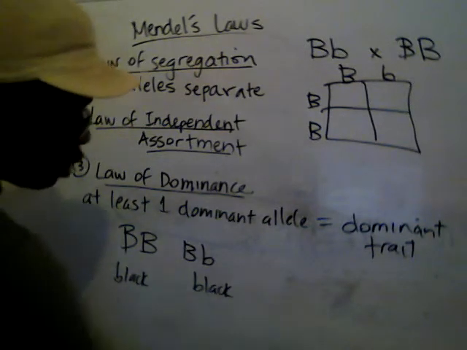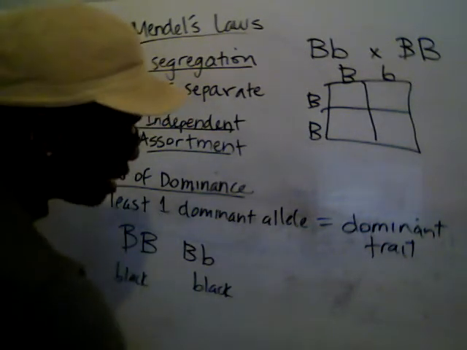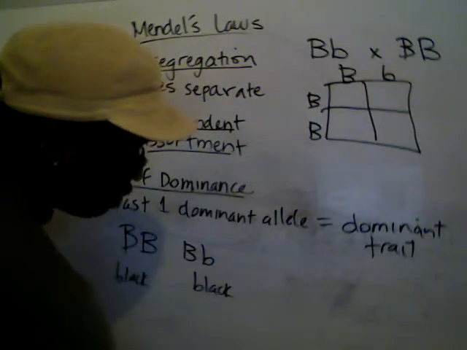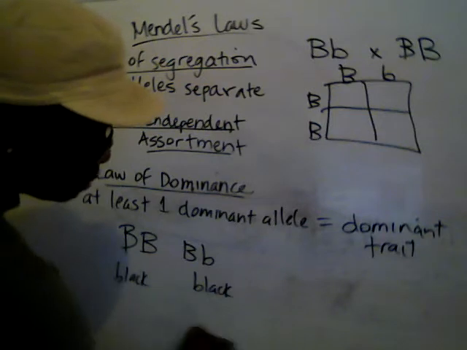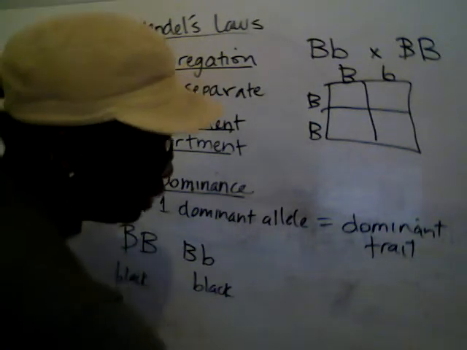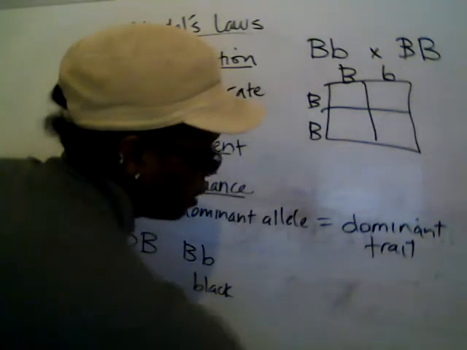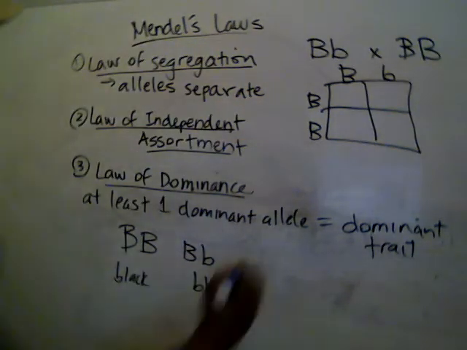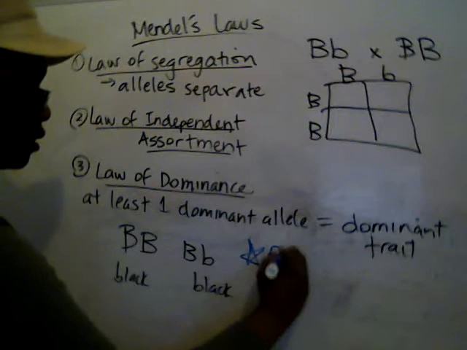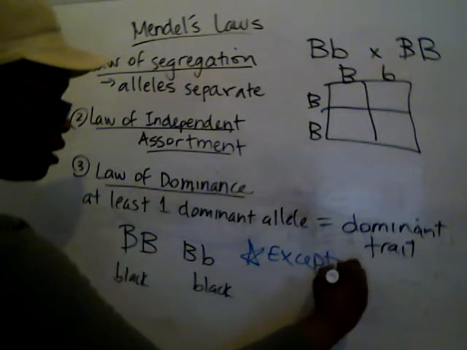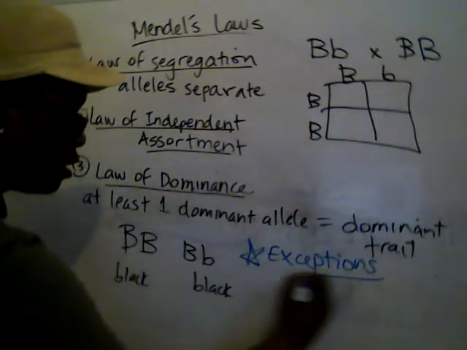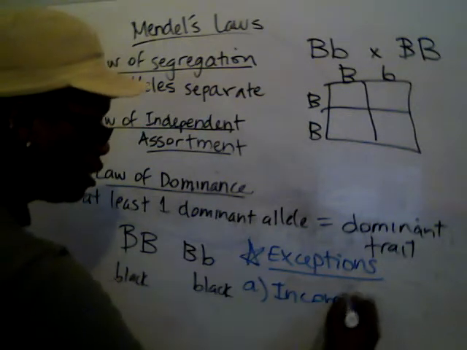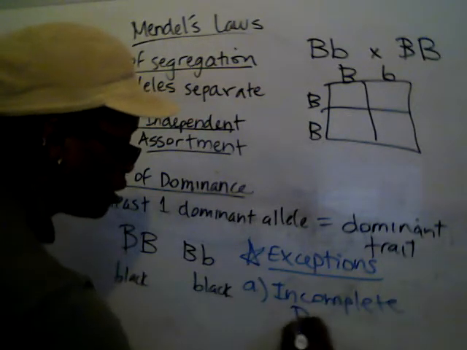We can have something called codominance and we can have incomplete dominance, but those are exceptions to Mendel's law of dominance. Because Mendel's law of dominance just says you need at least one big letter, one dominant allele, to have the dominant trait. So these are exceptions to the law of dominance. The first one we'll talk about is incomplete dominance.